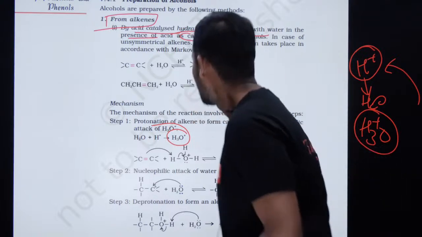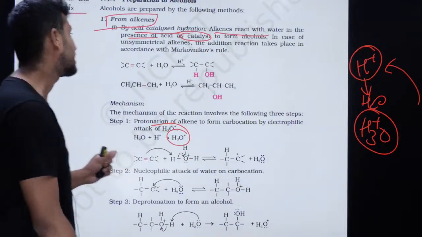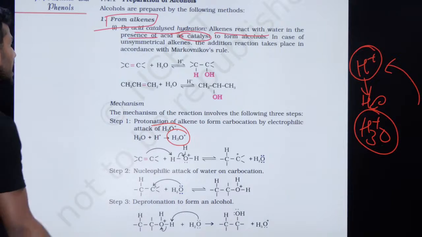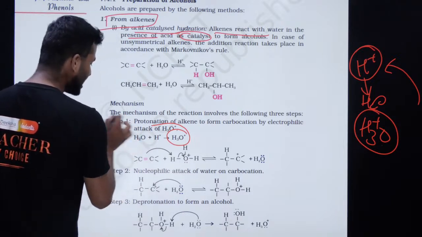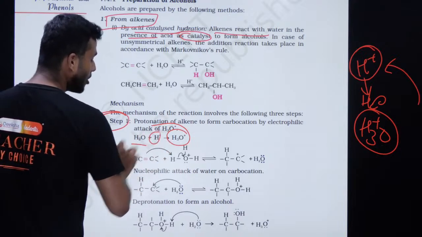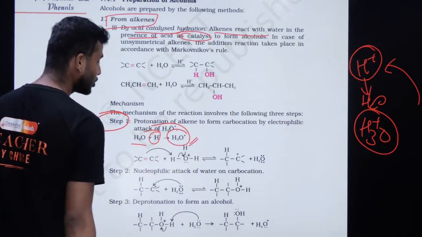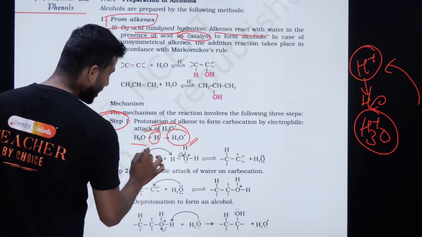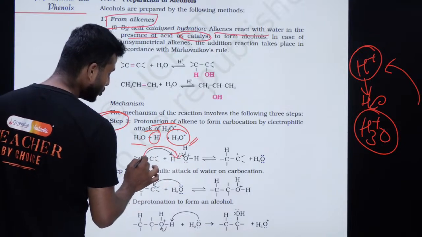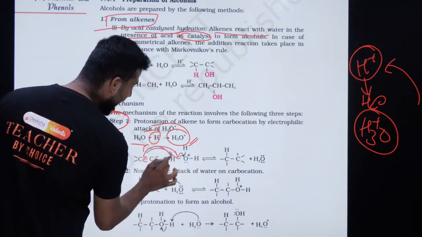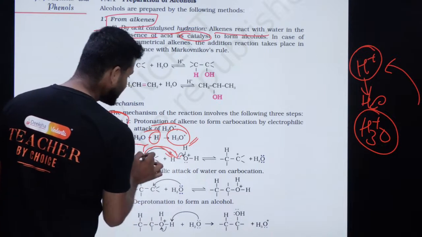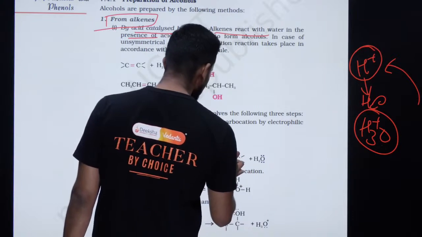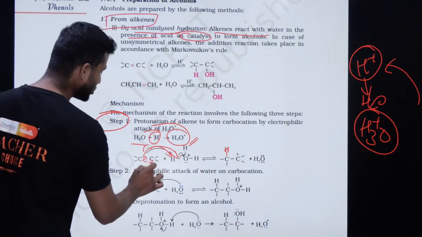Okay, students, this is the first preparation, the preparation of alcohol from alkene. In the first step, the water molecule forms a bond with H plus and forms the hydronium ion. In the hydronium ion, O plus is there now. This double bond attacks the hydrogen, the double bond is broken, and here one hydrogen is attached. Then this carbon atom becomes positive.